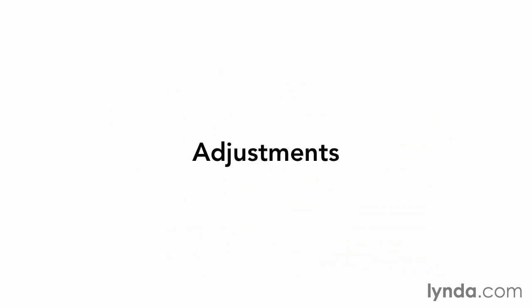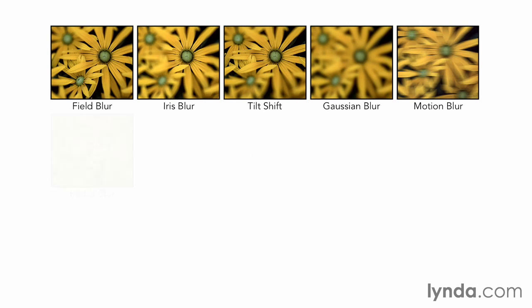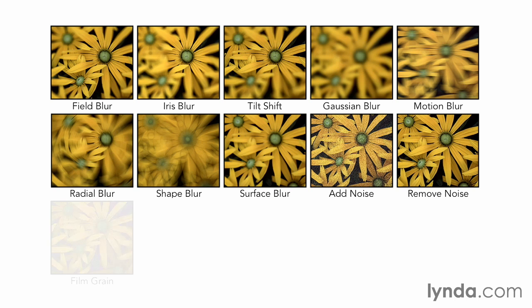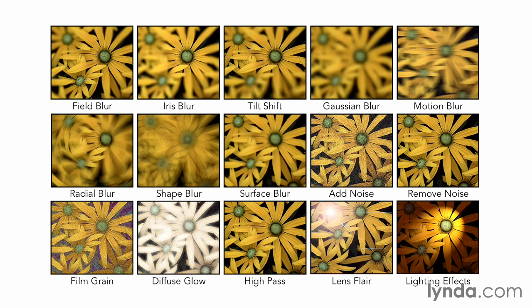Let's take a look at some of the more practical filters. And by this, I mean adding filters that are going to enhance the image by doing things like adding selective blurs. So we can see the first three blurs are all in the Blur Gallery. So we have the field and the iris and the tilt shift blur. We also have the more traditional Gaussian blur and the motion and radial blur. You can even blur your image with a shape that you select.